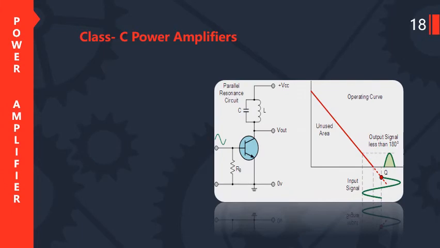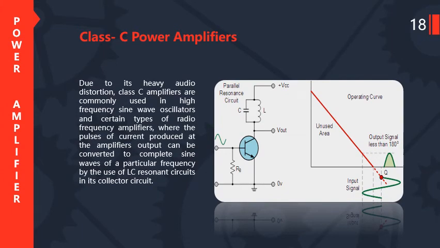This is the diagram of class C amplifier and its operating characteristics. Due to its heavy audio distortion, the class C amplifier is commonly used in high frequency sine wave oscillators and certain types of radio frequency amplifier, where the pulse of current produced at the amplifier output can be converted to a complete sine wave of a particular frequency by the use of an LC resonant circuit in its collector circuit.